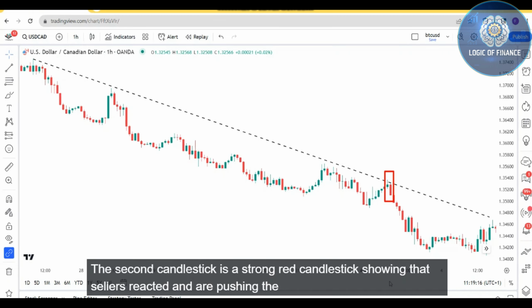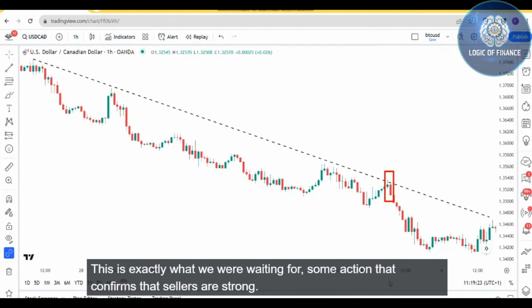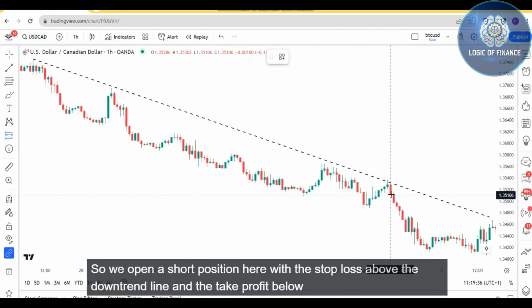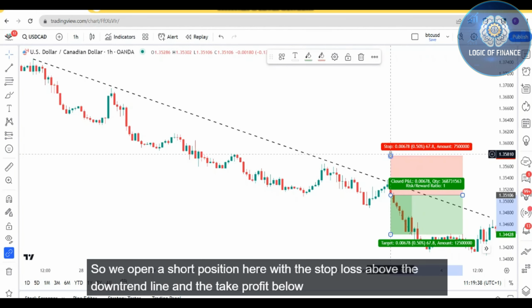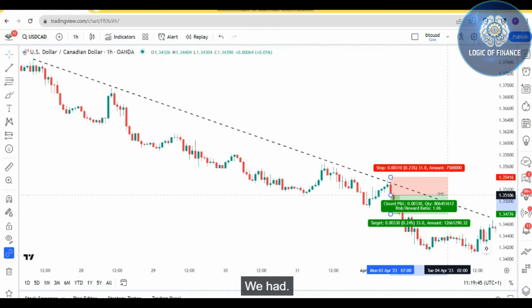The second candlestick is a strong red candlestick showing that sellers reacted and are pushing the price down, taking control of the market. This is exactly what we were waiting for, some action that confirms that sellers are strong, so in line with our view of the market and with the short position we were planning. So we open a short position here with the stop loss above the downtrend line and the take profit below the last low we had.